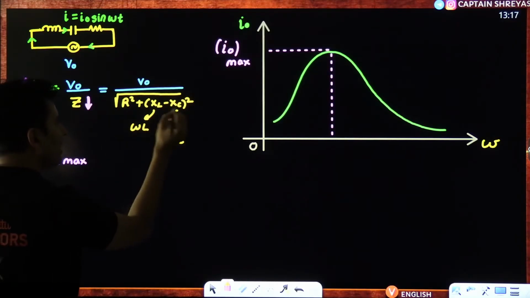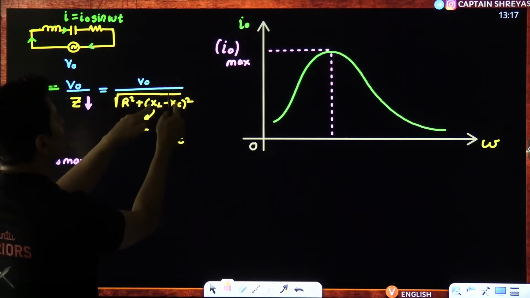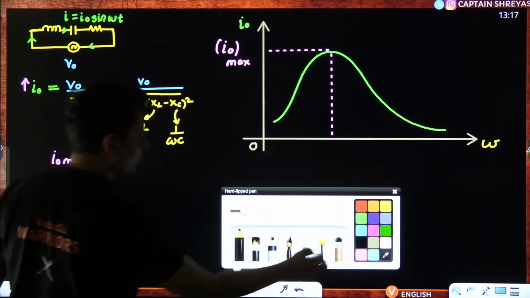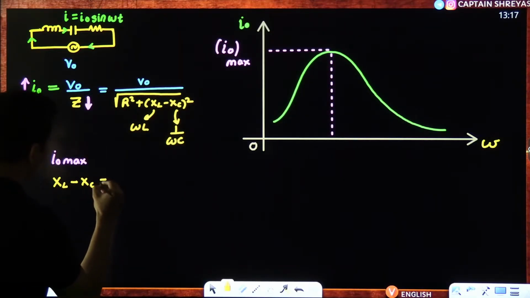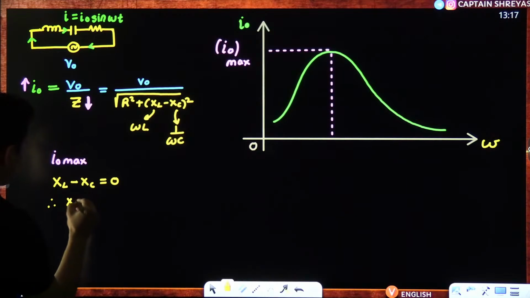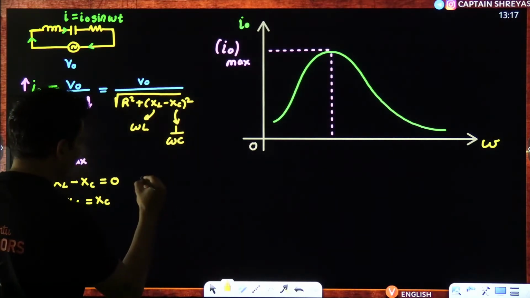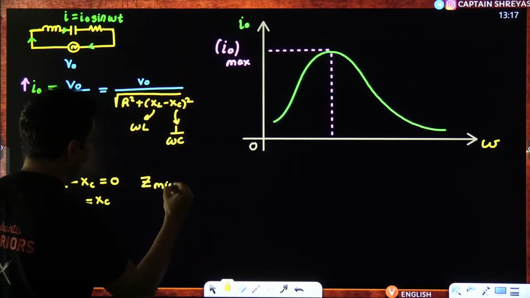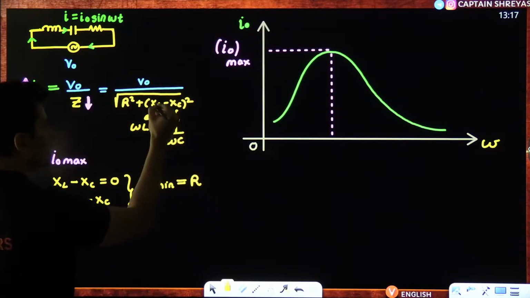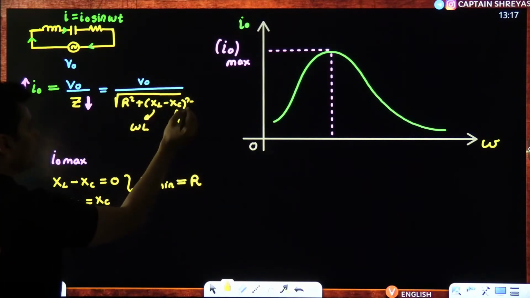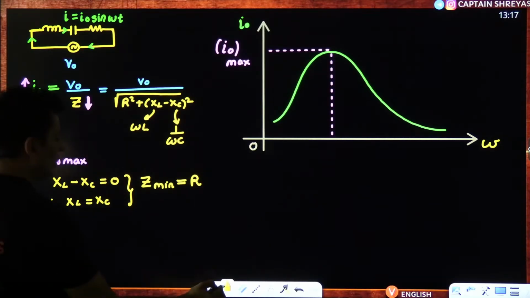and Z is minimum when both of them are equal. That means they cancel out, it becomes 0. So there is nothing to add. So basically, you will see XL minus XC is 0, or XL is equal to XC. So in general, I can say the value of Z is minimum and it comes out as R because XL minus XC is 0. 0 square is 0. R square's root is R. So Z becomes equal to R.